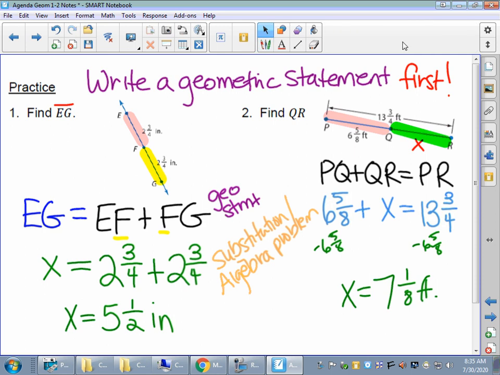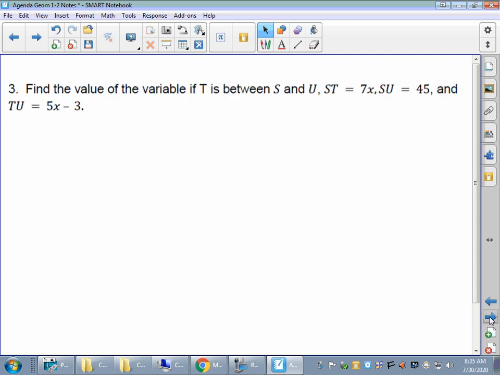So hopefully I'm being pretty clear on what work I'm looking for from you. I need to see some specific things, including that geometric statement. I'm pretty picky about that. Let's do problem number 3. I think we can skip 4 because it's a word problem. We're going to find this a lot.